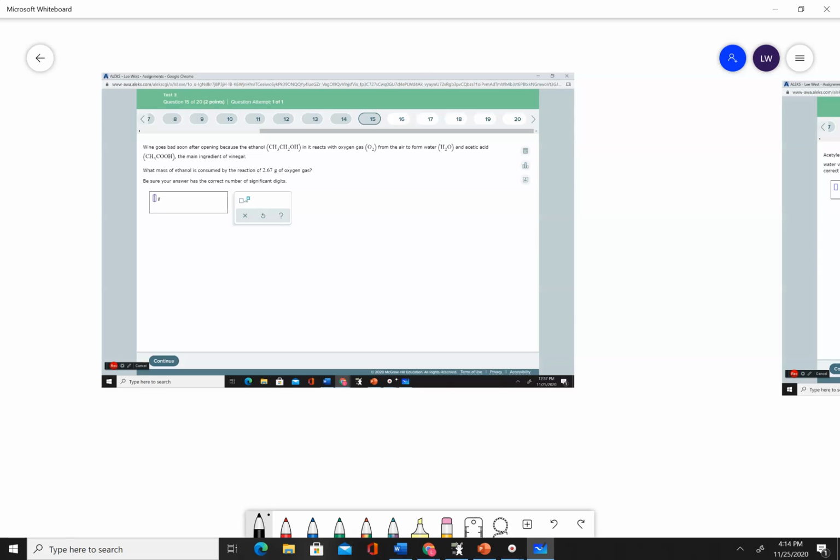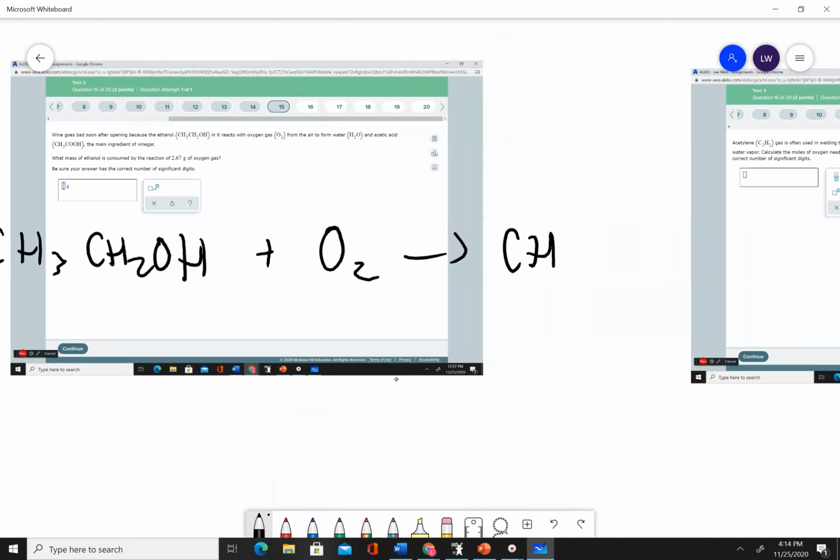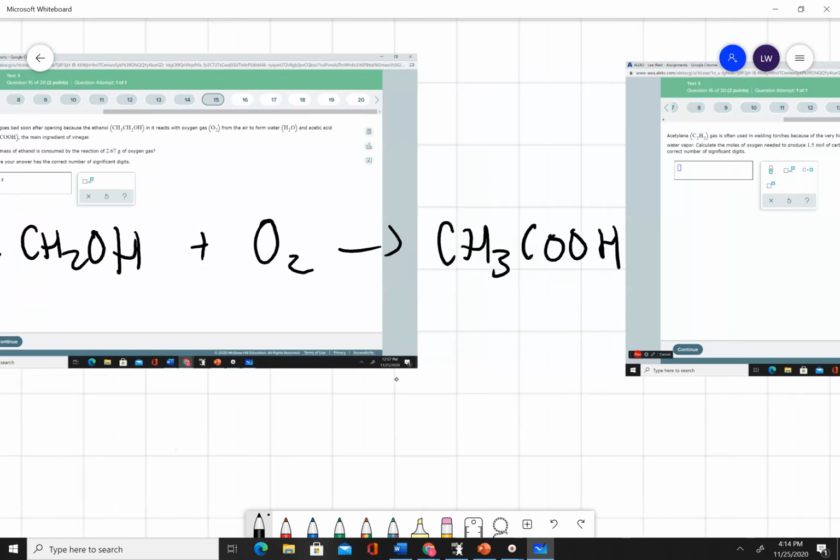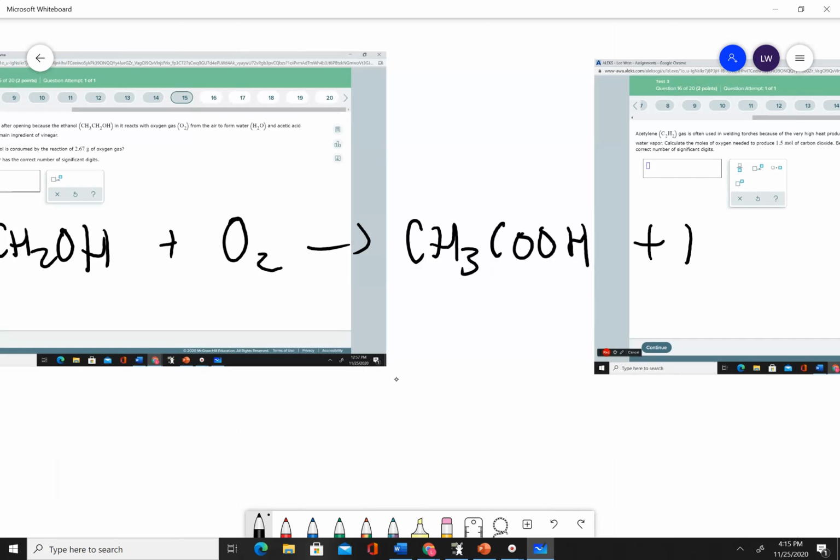All right, so we need to write a balanced equation for this. So it is the ethanol reacting with O2 to make acetic acid, you get all the formulas correct, and water.